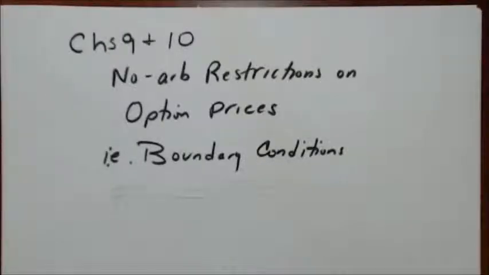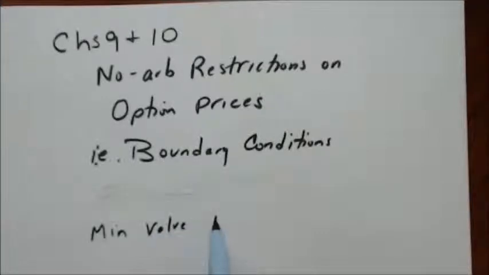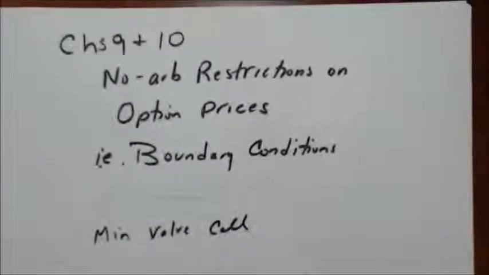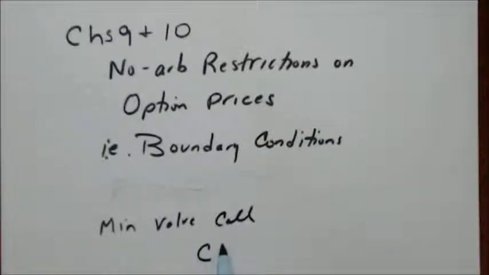This video covers chapters 9 and 10, or at least parts of chapters 9 and 10, on no arbitrage restrictions on option prices. In other words, I'm looking at boundary conditions, and I'll start off with the boundary condition for call options. First, the minimum value of a call is going to be 0. And the way we denote that is the call is going to be greater than or equal to 0.